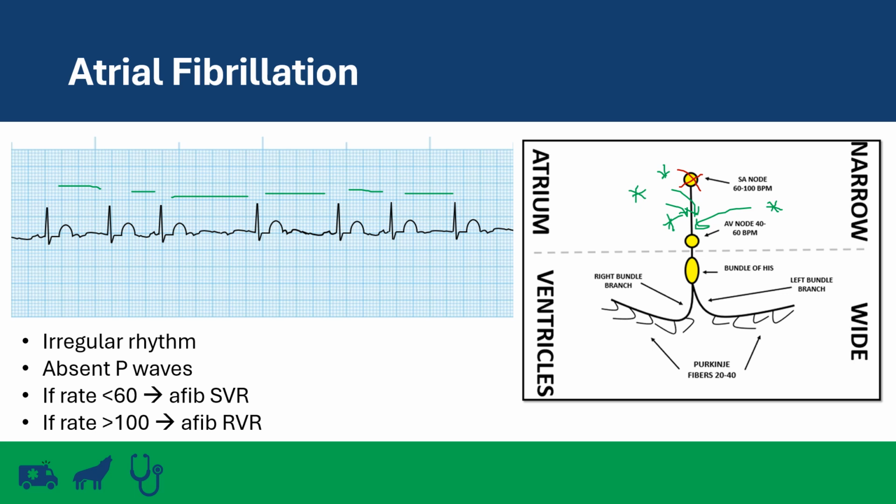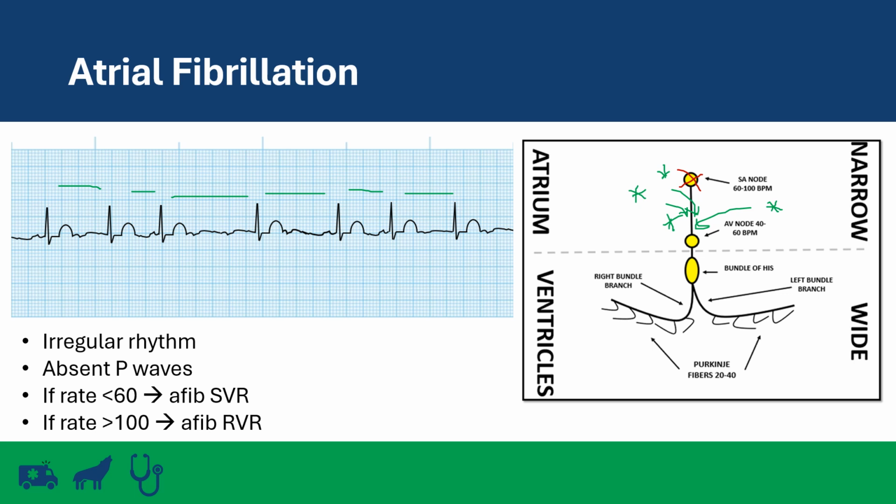You have absent P waves because the SA node's not the dominant impulse, and the rhythm is irregular because it's not a junctional rhythm. The impulse is coming from random atrial myocytes, and the QRS is still narrow because it is originating from above the ventricles. It still gets to participate in that nice, effective wiring.